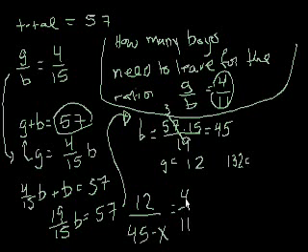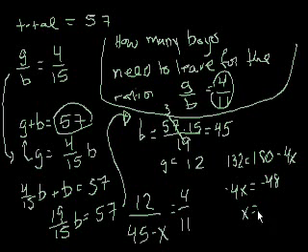132 is equal to 4 times 45, 160, 180 minus 4x. And then if you solve for x, and I think you know how to do this right now, I mean, we could say minus 4x is equal to minus 48. X is equal to 12. There, we solved it. So we say that if 12 boys left the room, the new ratio of girls to boys would be 4 to 11.